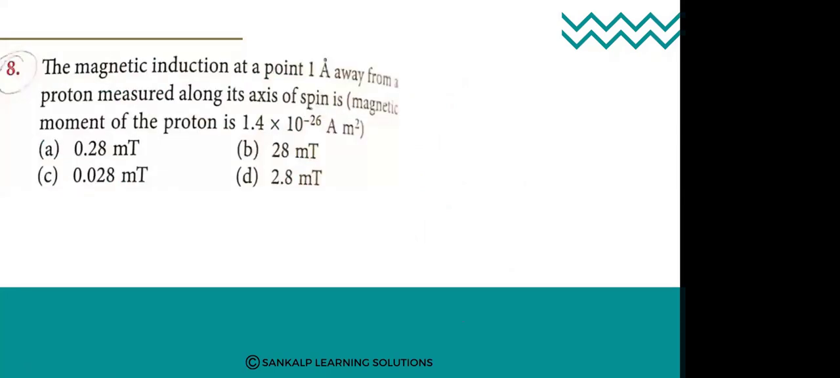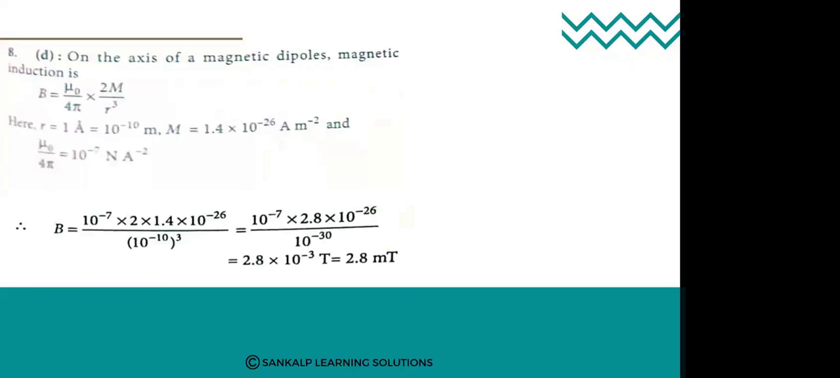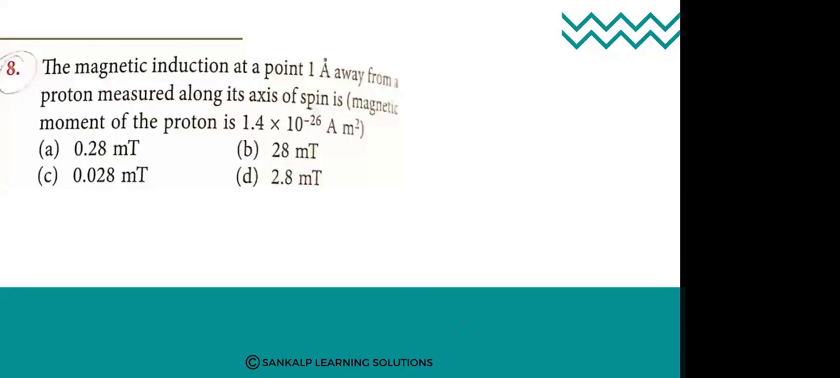We will leave that. Here also this is based on the same pattern, but see: the magnetic induction at a point 1 angstrom away from a proton, measured along its axis of spin, whose magnetic moment is given as 1.4 into 10 raised to minus 26 ampere meter square. You can copy down this. You can try later. So the same formula, we will have different questions. Copy down the question, later you can try this.